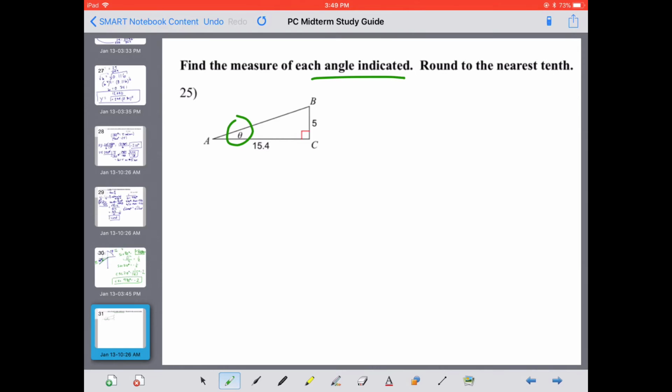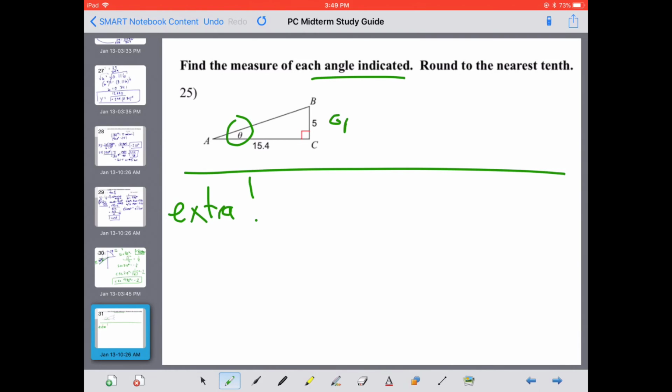But we will talk about how to do this, which is extra because it won't be on your midterm, but we can talk about how to use our trig functions to actually find theta and the other angle in our triangle. So if we look at this triangle, we have theta, we have what's opposite of theta, and we have what's adjacent of theta. If we remember back to our trig functions, that means we can set up tangent because we have opposite and adjacent. So we still don't know what theta is, but we do know the opposite is 5 and the adjacent is 15.4.